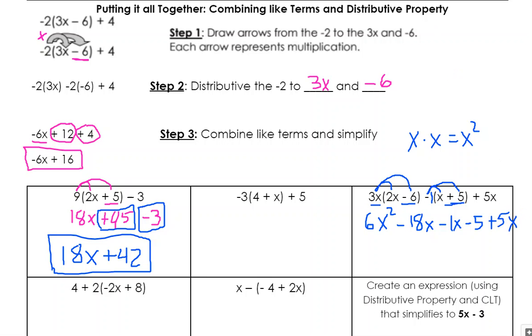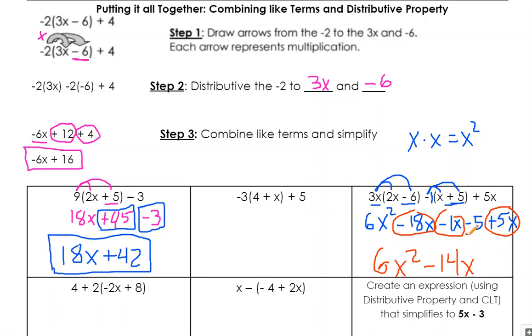Okay? All right, from here, what do I have in common? What can I combine? All right, so this is tricky because we didn't talk about this with combining like terms. But to be able to combine things, you have to have the same variable, and they have to have the same exponent. So 6x squared, I cannot combine with 18x. I can't do it. So I'm just going to bring down that 6x squared. I can't combine that with anything else. But I have some x's here I can combine. I can combine this negative 18x, and this minus 1x, and this plus 5x. So negative 18 minus 1 would be negative 19. Negative 19 plus 5 would be negative 14. So this would be negative 14x.